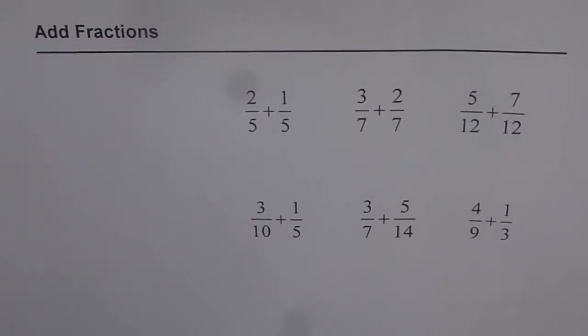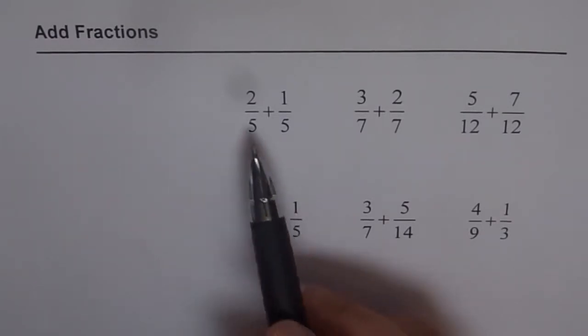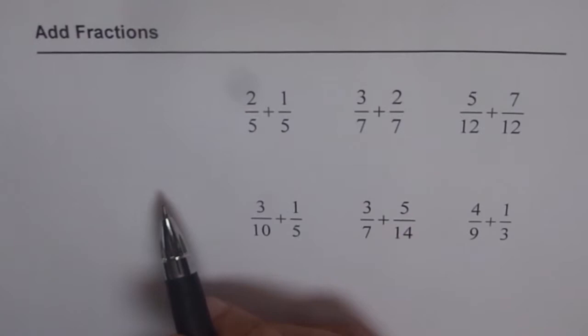Let us try to understand how to add fractions. Now fractions, as you know, are part of a whole. So what we need to do is, first we should have equal parts. If you have equal parts, then only we can add fractions. Otherwise, we cannot add fractions.